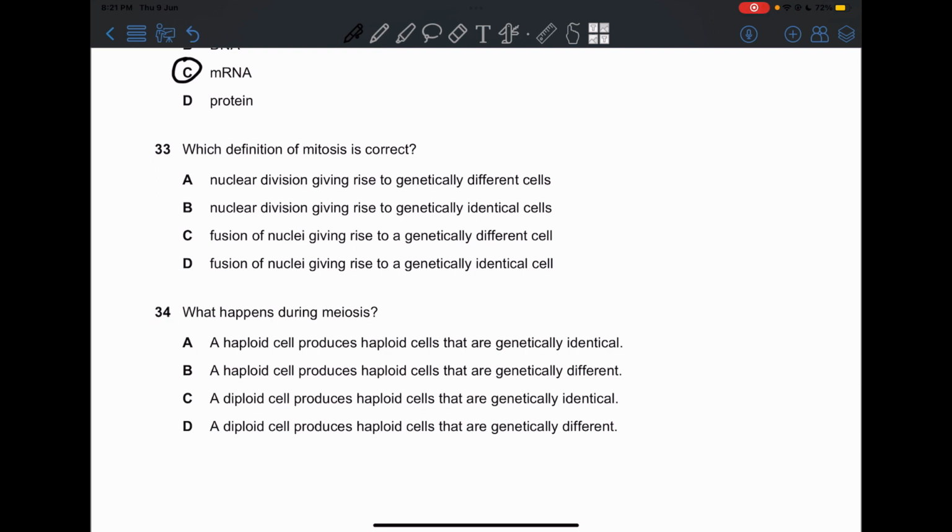33. Which definition of mitosis is correct? It is actually a nuclear division giving rise to genetically identical cells. So it's going to be B.